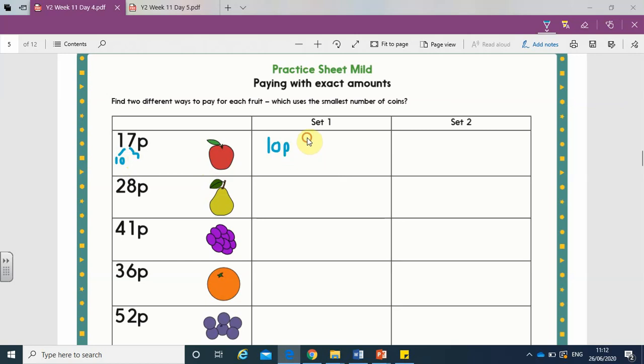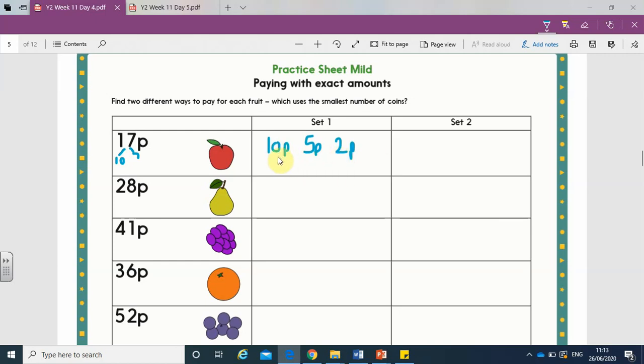So do I have a 7 pence coin? No. I have a 5. That's close. 5, 6, 7. So I know that's another 2. So 10, 5 and a 2. And then for set 2, a little cheat here, but shh, just change one of these.